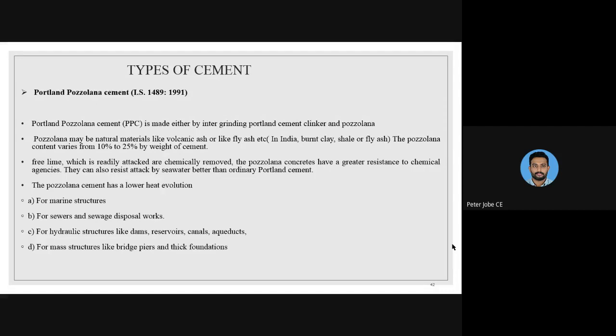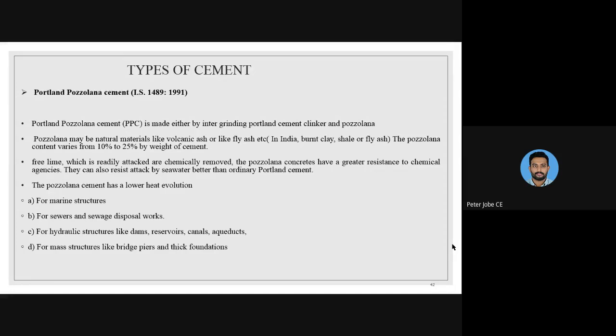You all know how calcium oxide is subject to attack from seawater or other chemical agents, and even air pollution can attack calcium oxide. So the amount of calcium oxide in cement will be replaced with pozzolanic materials like fly ash, volcanic ash or burnt clay, and we can increase the resistance of that cement against acid attacks or any other type of attacks. It also has a lower heat of evolution. So there are a lot of advantages of Portland pozzolana cement compared with ordinary Portland cement, and that's the reason most people nowadays prefer PPC for construction activities.